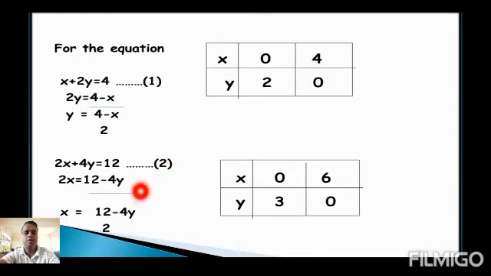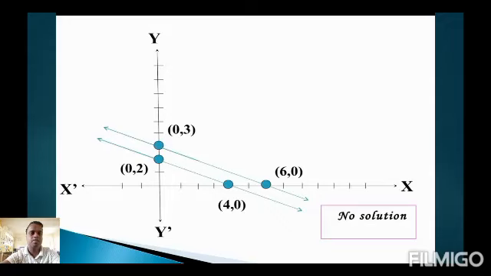Same type, take the other equation, 2x plus 4y equal to 12, x equal to (12 minus 4y) divided by 2. If y equal to 0, 4 into 0 is 0, then x equal to 12 by 2, x equal to 6. If x equal to 0, 4y equal to 12, y equal to 3. Using these two equations, we have to form the next graph. See here, the two lines are passing in different ways, they are parallel lines. Therefore, it is no solution. No solution.